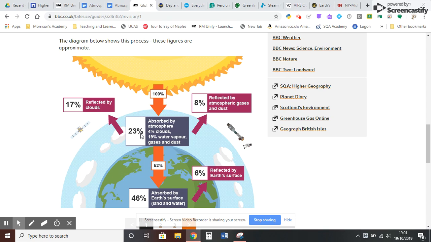And my recommendation is to go with the one in the textbook, but it doesn't actually matter because it's not about the percentages. That's not the key point. It's about the processes in different parts of the atmosphere and on the surface that help you understand this. Okay, so let's get started.